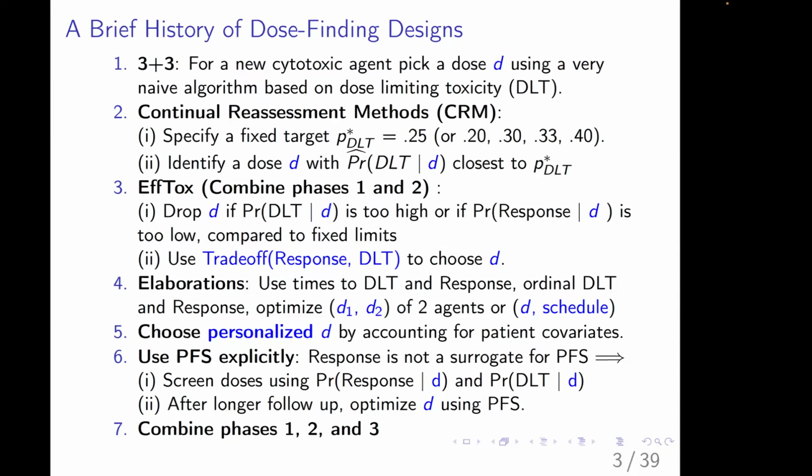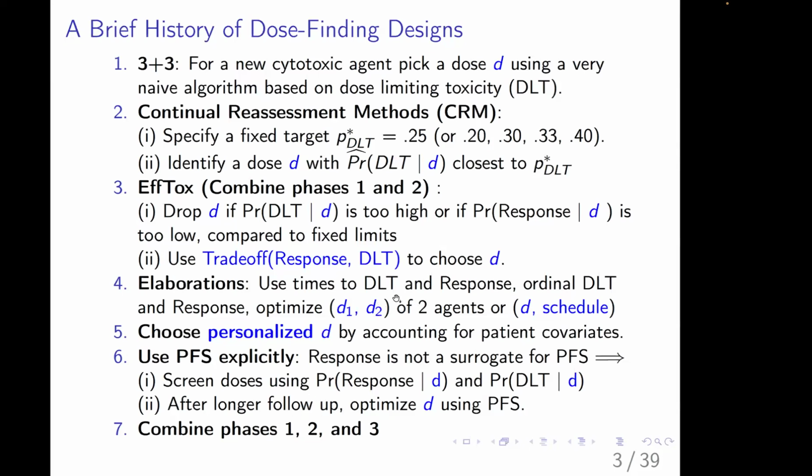So now you've opened up the playing field to say, well, patients are not as alike as peas in a pod. If they've got different prognostic covariates, maybe they should get different doses. Another step is to use progression-free survival time explicitly. So response is not a surrogate for progression-free survival. And so the idea is to screen doses using the probabilities of something good or something bad early on, but then have longer follow-up and optimized dose using progression-free survival. Then there are all sorts of ways to combine the phases.